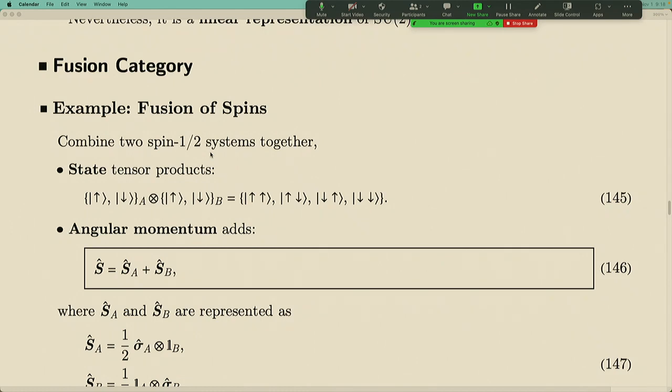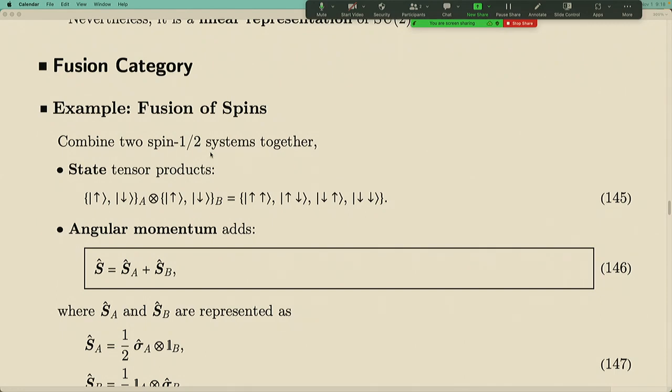So let's just look at these examples. The objects here are these spins. For example, I have two spins and I want to fuse them together. This describes two objects fused into a single object. This process is basically a relation, some kind of relationship between objects, and these relationships can be described using category theory.